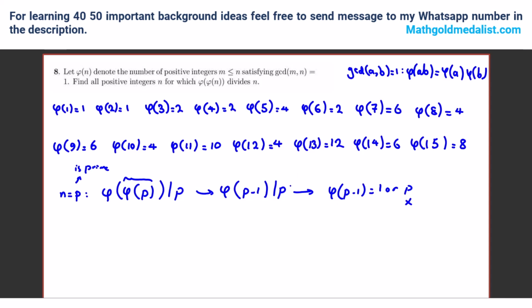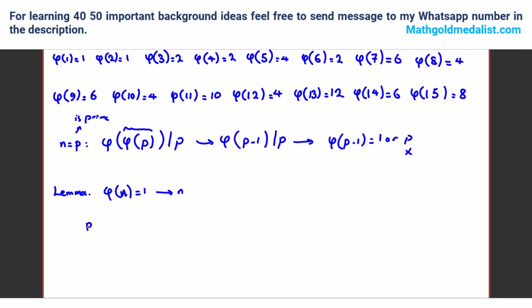The only way phi of p minus 1... Oh, it only works for p is 3. That's, I think, the special case. So let's check. Let's check as a lemma: if phi of n is 1, then n is what?